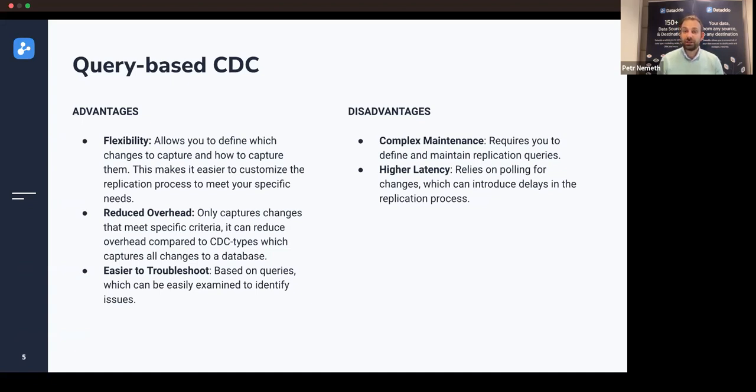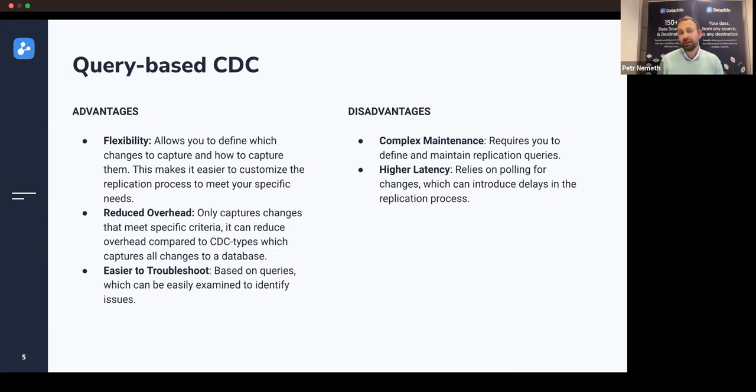What are the disadvantages? Complex maintenance. That's number one, because imagine that you have a database where you have a couple of hundred tables. This means that you actually need to have probably the same number of select queries for that. As I mentioned, it's easier to troubleshoot on the individual level, but maintaining it on this large scale is a pure nightmare. So this is the trade-off.